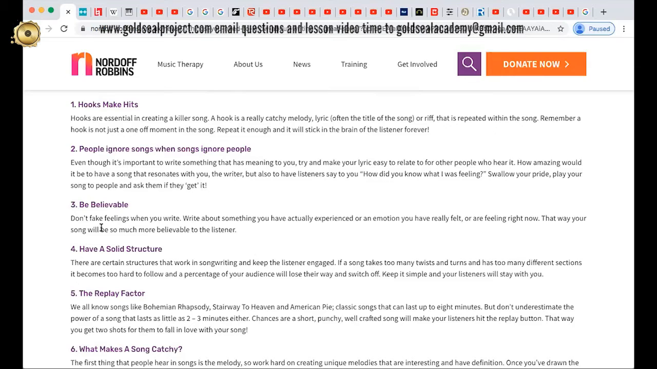So as it says for point number 3 here, don't ever try and fake your feelings when you write. Maybe try and go to some of the darkest days that you've had and recreate some of those moments and tap into those feelings and emotions. And the more that you can do that, the more you're going to hook your listener in.